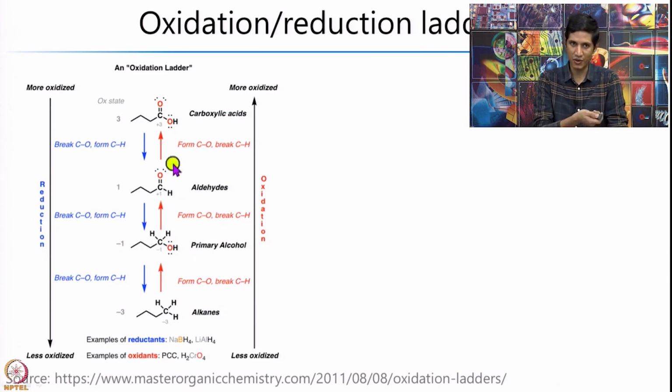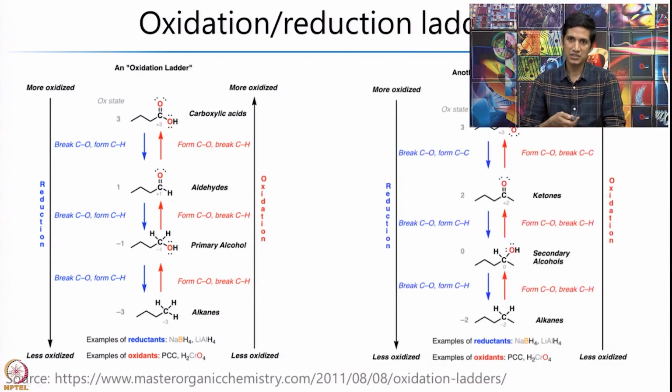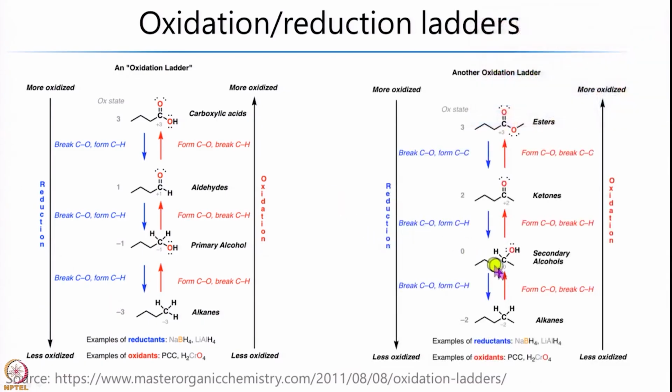This is something which we saw, and if you come from the other side you undergo a reduction, that is exactly what is shown here. And one can do the same exercise even for secondary alcohols, that is going from alkane to a secondary alcohol and then to ketones and then to esters, and then you see these beautiful charts or ladder diagrams which give you the relationship between oxidation and reduction.